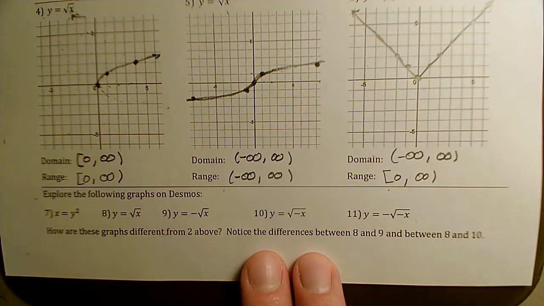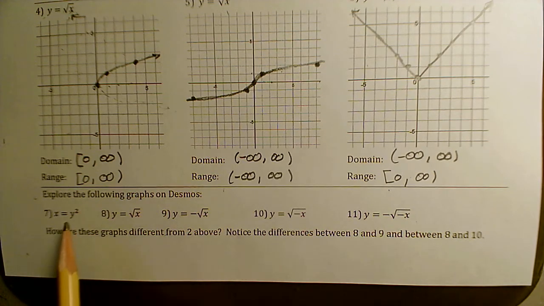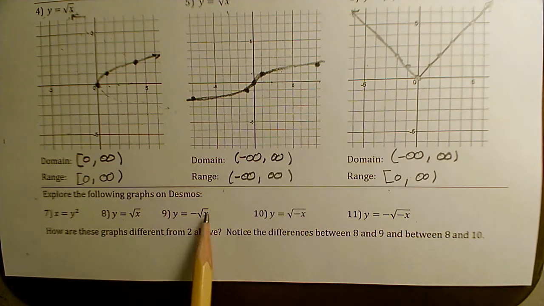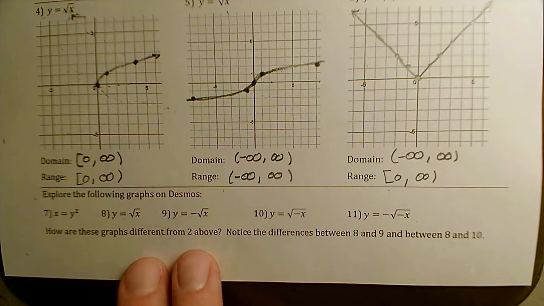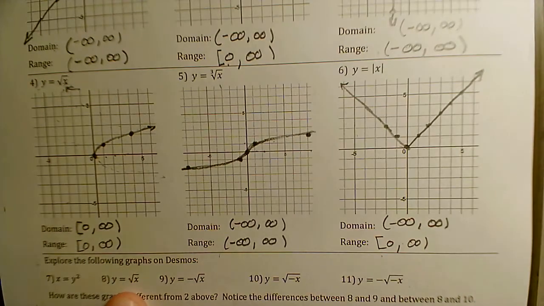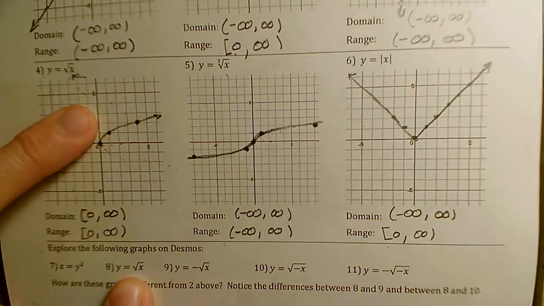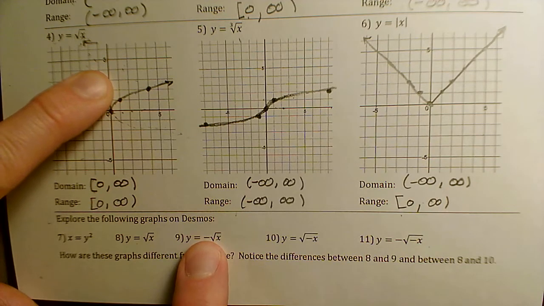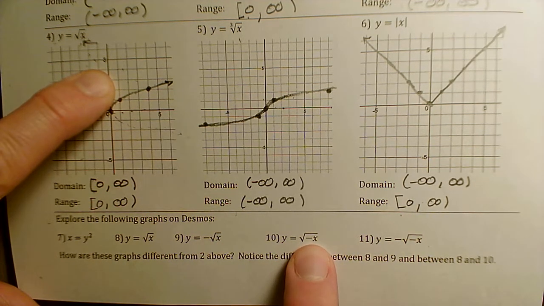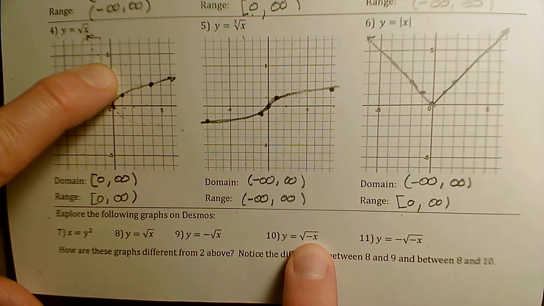I'm going to open up Desmos and we can play around with some of those. Feel free to do that as well and play around. Put these values in, explore what the square root. Well, we know what the square root looks like. It's this function up here in 4. What happens when I put a negative in front? What happens when I put a negative underneath the radical?